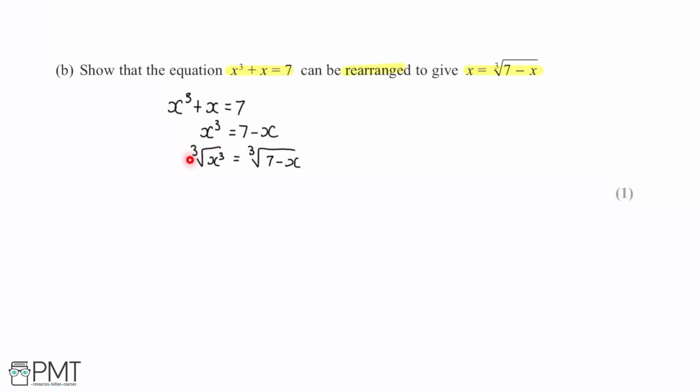And then if we look over here, the cubed root of x cubed is just x, because if we cube x, we get x cubed. And that's equal to the cubed root of 7 minus x, which is what we were asked to show here. And that will get us the mark for this question.